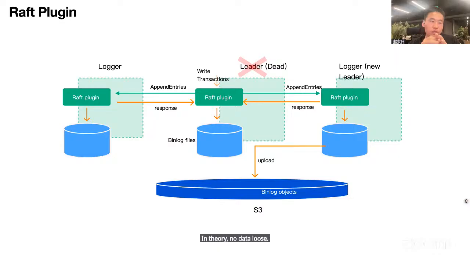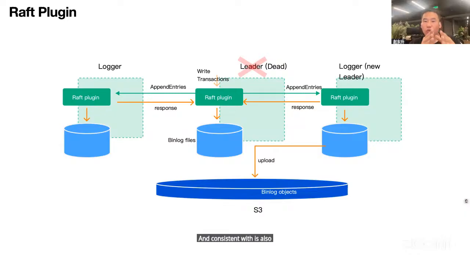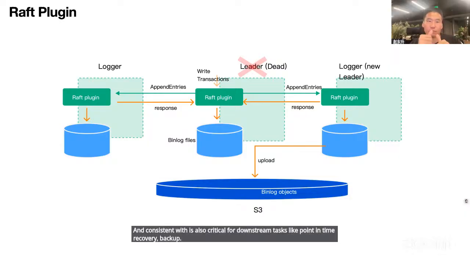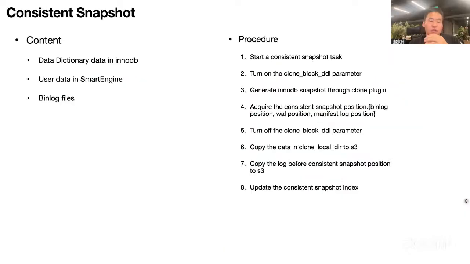Then a new data node will be started and promoted as the new leader, and then we resume accepting writes through the new leader. It ensures that the binary log is always complete and consistent, which is also critical for downstream tasks like point-in-time recovery, backup, or replication.